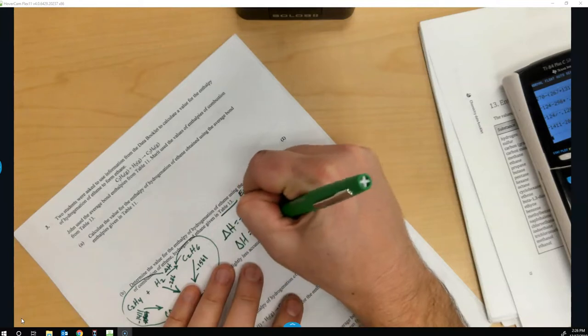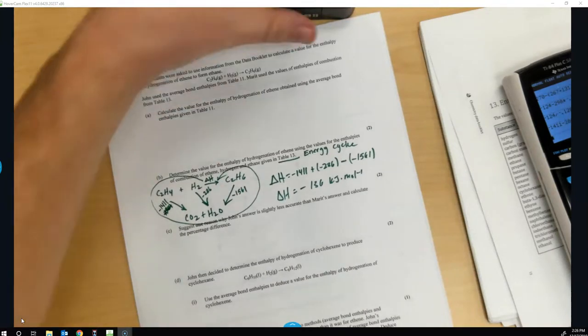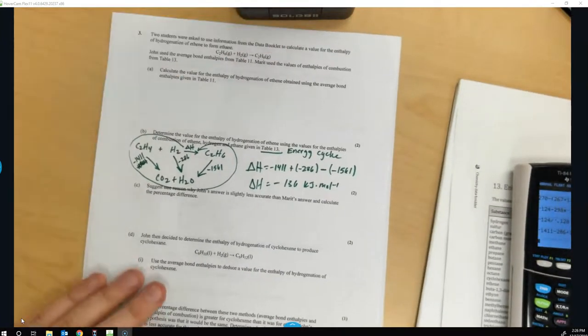Presto chango, I get negative 136 kilojoules per mole. Again, none of the math is really that challenging. It's just a matter of determining which method you're going to use.